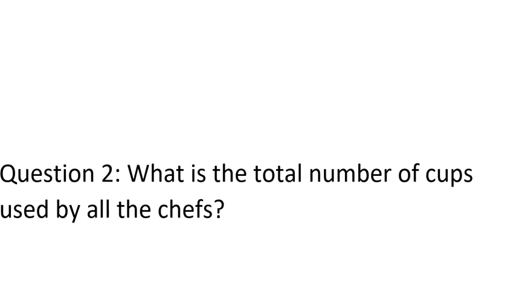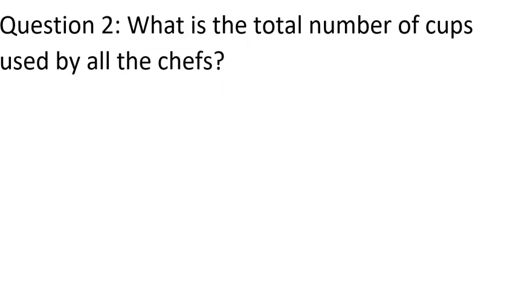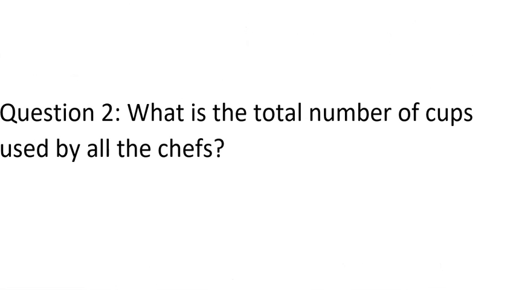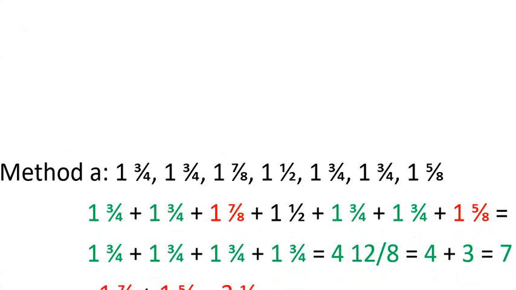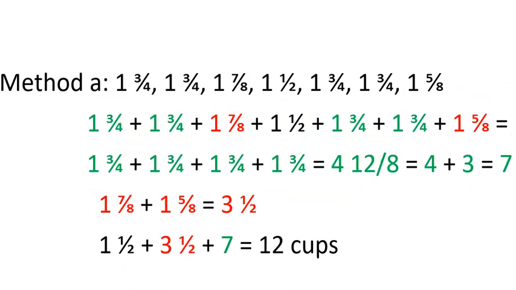Now we go to the second question: what is the total number of cups used by all the chefs? For the total, you have to add all the data together. There are two ways you can do that. You can leave the data the way it is, or you can use the equivalent fractions to solve that. I've solved it here. I'll leave this up for a little bit so you see how it's done. I collected the like denominators, added them up, and added everything up. I got 1 1/2 plus 3/2 plus 7 equals 12.